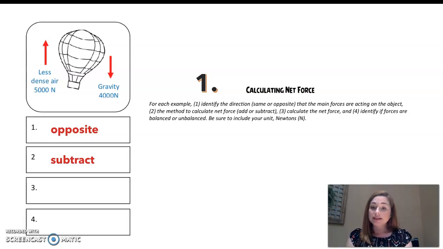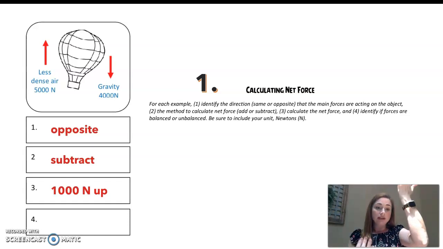Then number 3 says calculate. We need to do that math problem. We need to take 5,000 newtons minus 4,000 newtons. And what we end up with is 1,000 newtons. We need to look at which direction is stronger. In this case, we have more pushing up than pulling down. So that balloon is going to be rising up into the air, 1,000 newtons up.